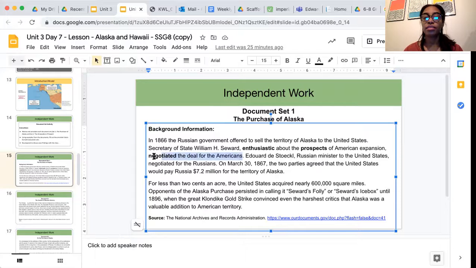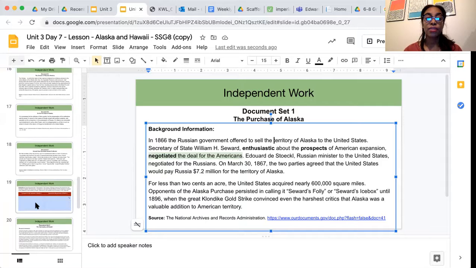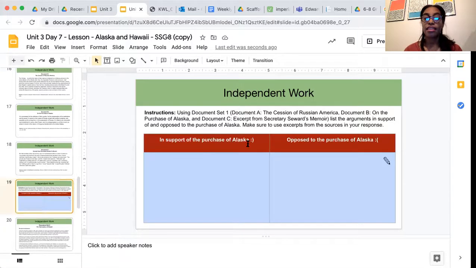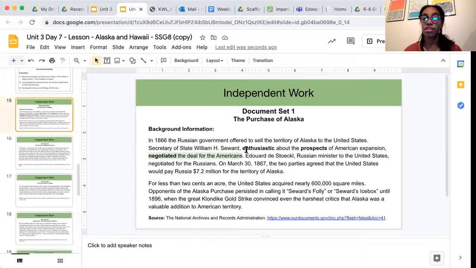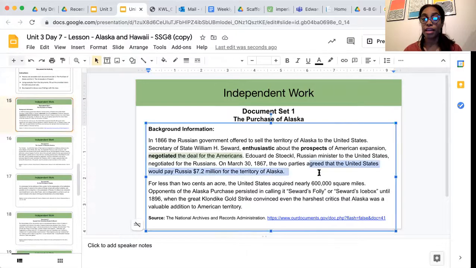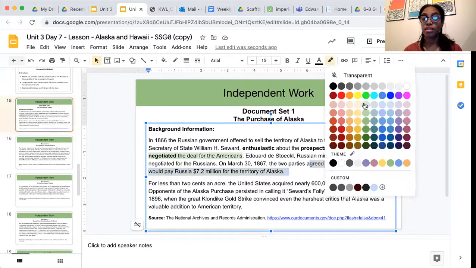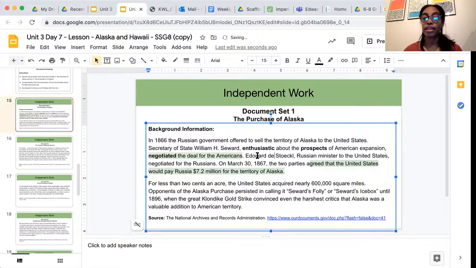So what does this mean? Does this tell you that they wanted to buy Alaska or that they did not want to buy it? Very good. They wanted to buy it. So we're going to highlight it in green because that's good. They wanted to buy it, right? And that's something we can add here that is in support of the purchase of Alaska. There was a negotiation and an agreement, right? So we can highlight that in green.